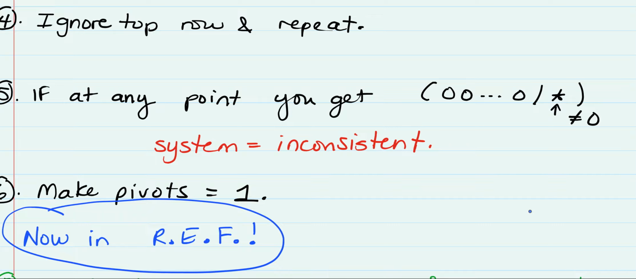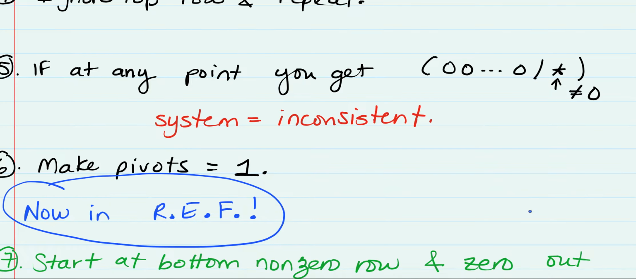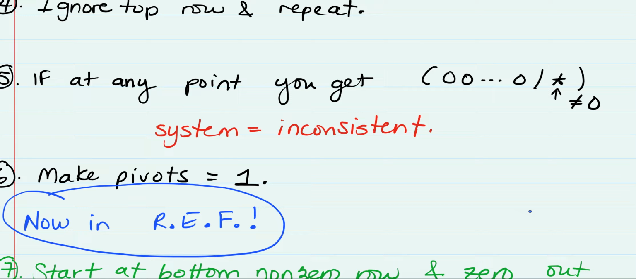The next thing you want to do is you want to make your pivots equal to 1. How you do that is you just divide every row by, let's say you had a pivot with a 2 in it, so you just divide that row by 2, which is the same thing as multiplying by 1/2. And then that will make the pivot 1. So if you have a pivot with a -5 in it, then you need to divide by -5. Once you do that, you have an augmented matrix in row echelon form.